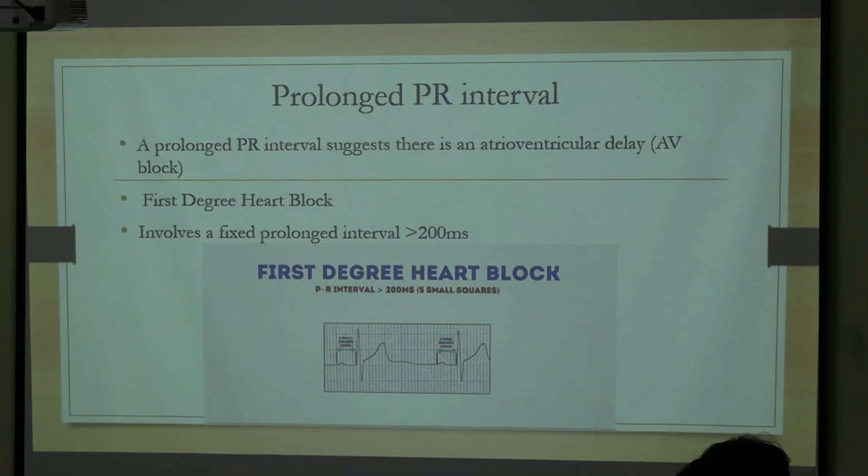Millisecond, then divided by 1000, how much will it be? That will come in seconds, no? 0.2. So if it's prolonged, then that is your first degree heart block. So you have to look into the PR interval. Okay, how much is the PR interval to find out the heart block? Okay, so if it is prolonged and the prolongation is same for all the waves, that will be first degree heart block. Okay.